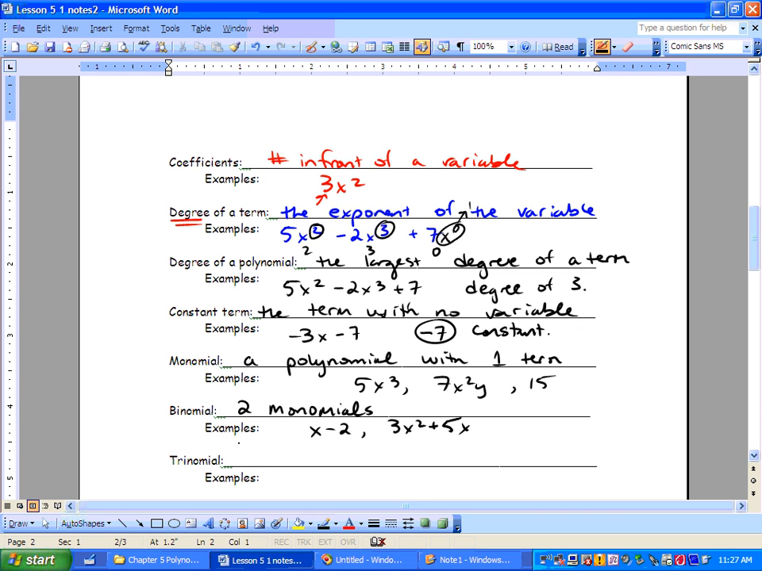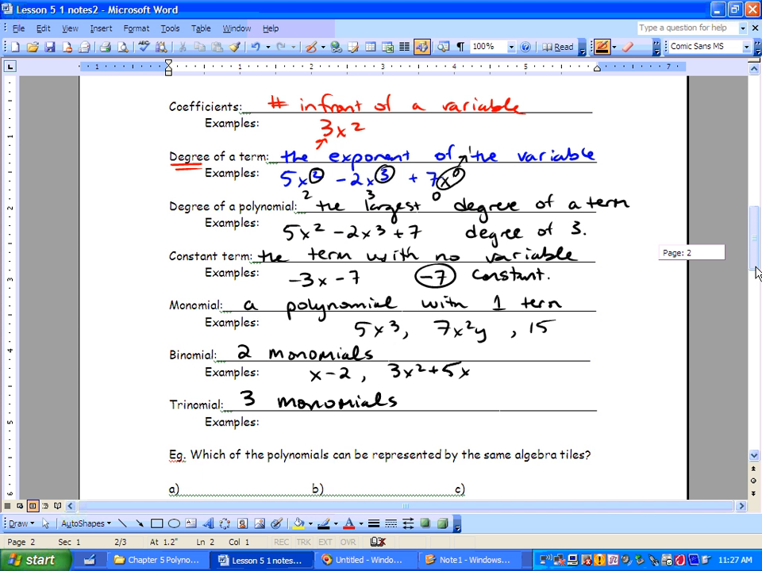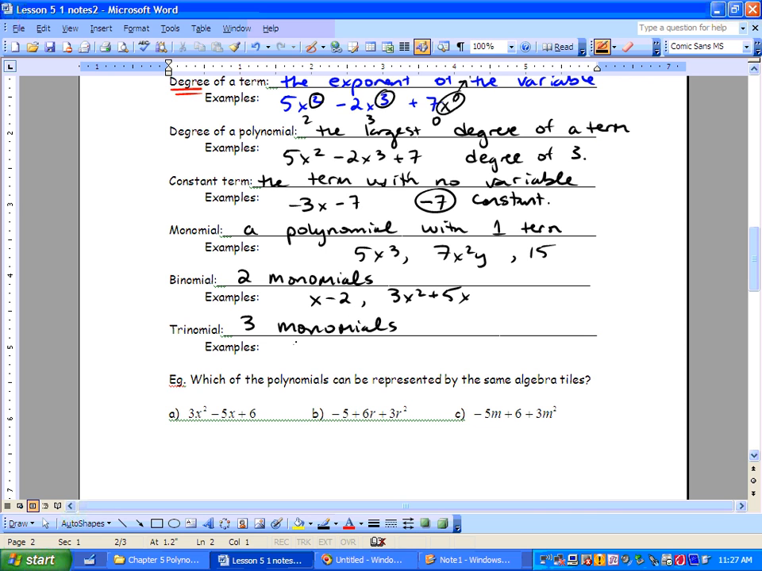And a trinomial, guess what? It's got 3 monomials. All right, and we're going to be getting into that later on. So we've got 3 plus 3x squared minus 4x. That would be an example of a trinomial.